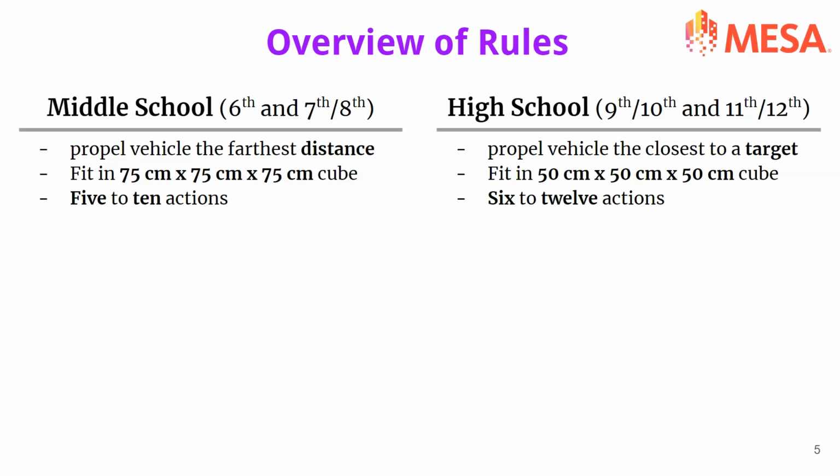One more big difference is that in middle school, the student will be required to use anywhere between 5 to 10 actions to complete the task, whereas in high school, the student will be required to have at least 6 to 12 actions to complete the task.